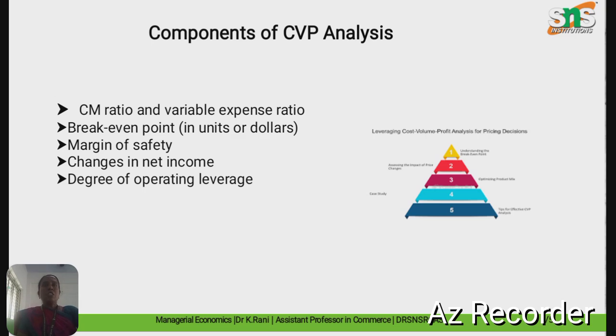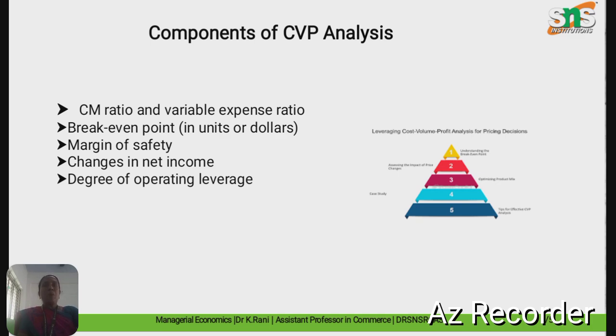Components of cost volume profit analysis. There are several different components that together make up cost volume profit analysis. The components involve various calculations and ratios, which will be broken down in more detail in this guide. The main components of cost volume profit analysis are CM ratio and variable expenses ratio, break-even point in units or dollars, margin of safety, change in net income, and degree of operating leverage.